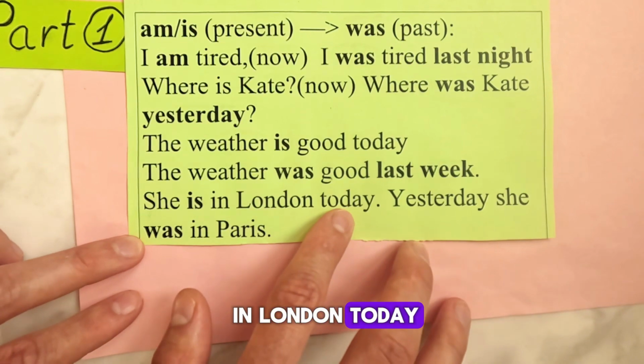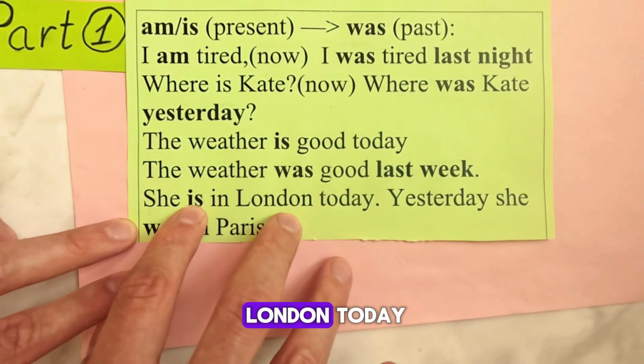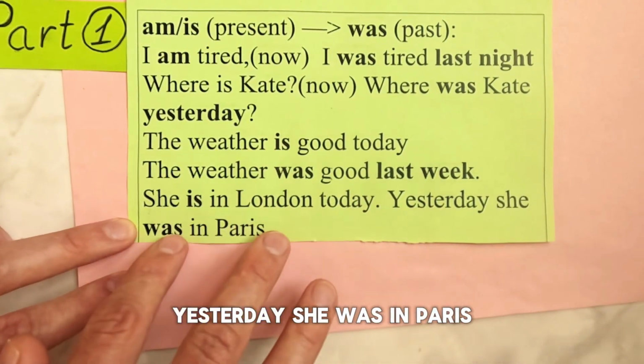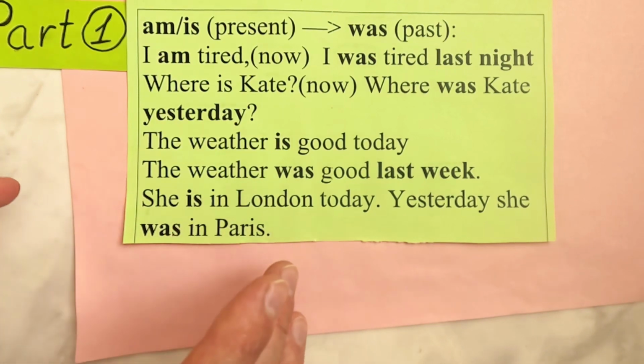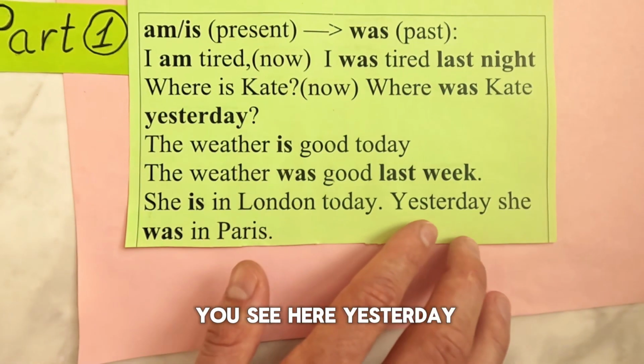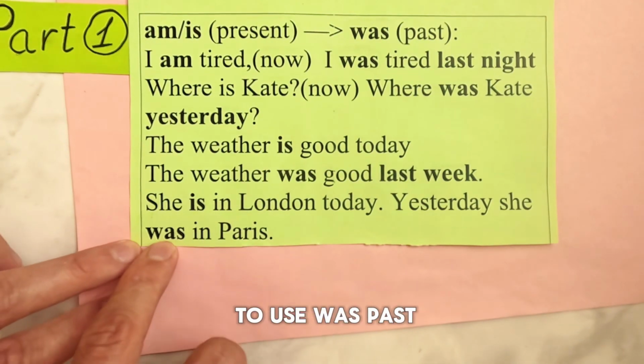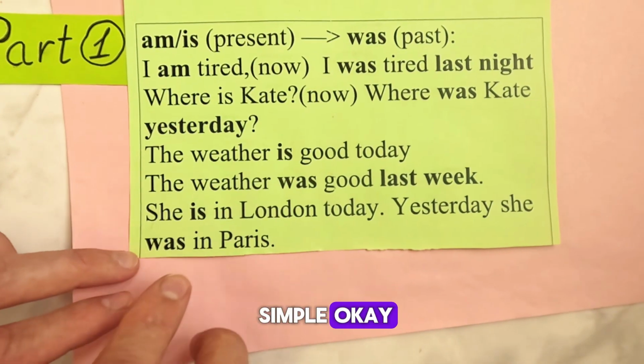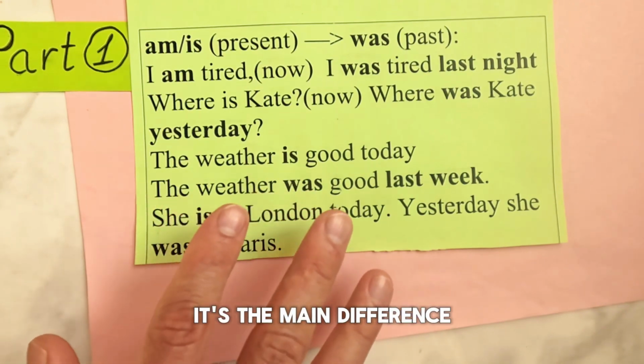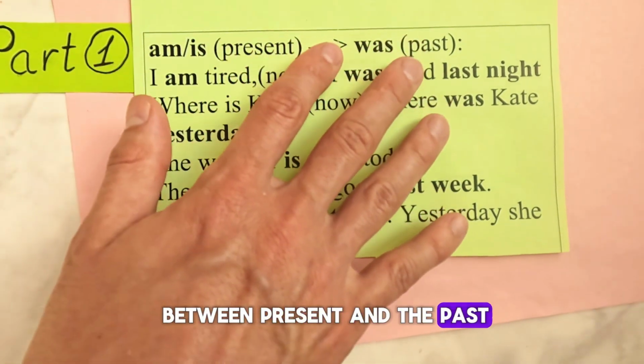She's in London today. It's present. She's in London today. Yesterday she was in Paris. What does it mean? Yesterday, you see here, yesterday. That's why we have to use was, past simple. Okay, it's the main difference between the present and the past.